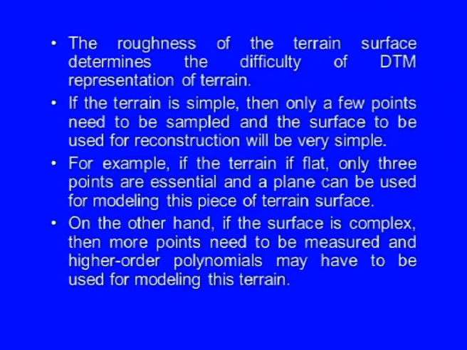The roughness of the terrain surface determines the difficulty of the DTM representation of the terrain. If the terrain is simple, then only a few points need to be sampled and the surface to be used for reconstruction will be very simple. For example, if the terrain is flat, only 3 points are essential and a plane can be used for modeling this piece of terrain surface. On the other hand, if the surface is complex, then more points need to be measured and higher order polynomials may have to be used for the modeling of this terrain.